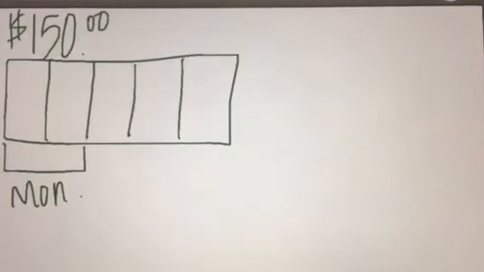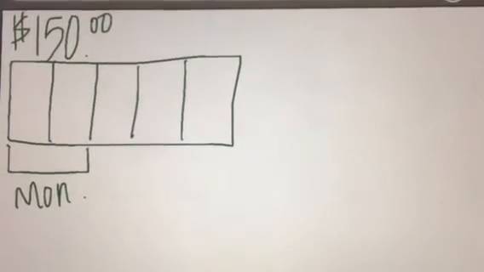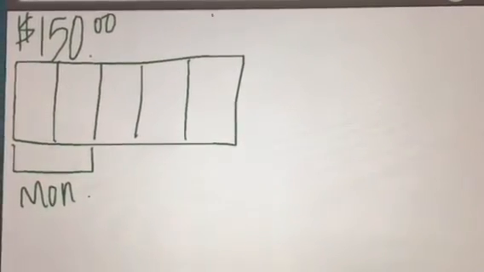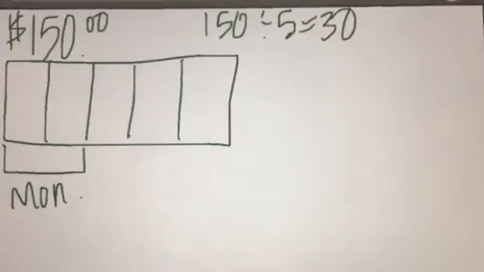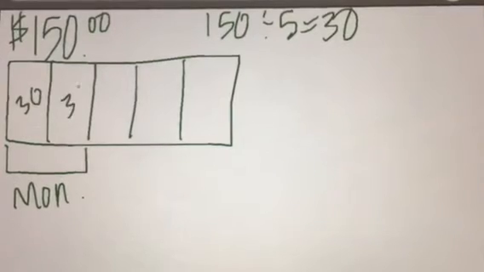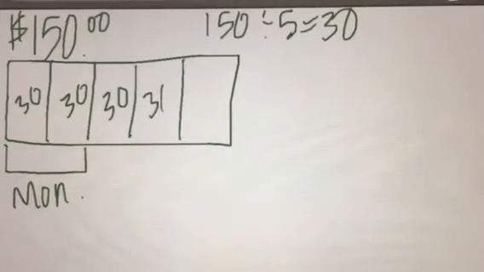And then I know that on Monday she spent $60, right? 30 times 2. 150 divided by 5 is going to give me 30. So each one is 30, right?